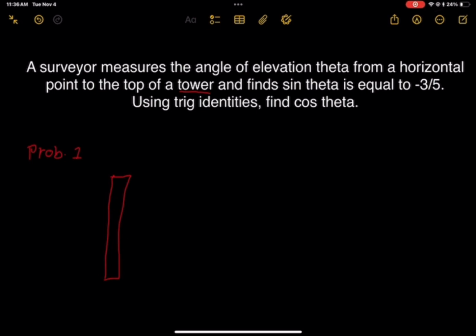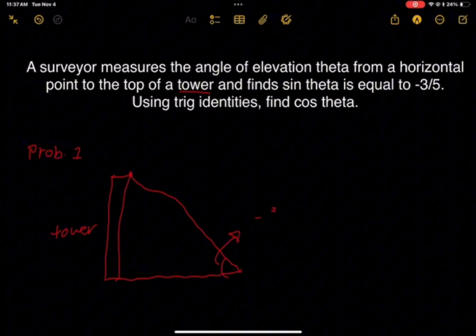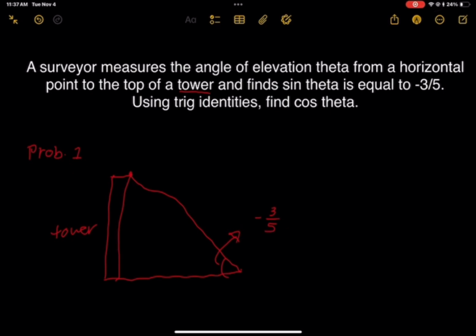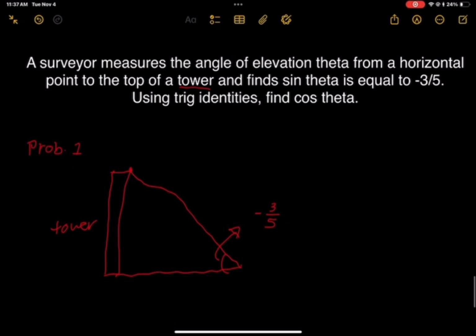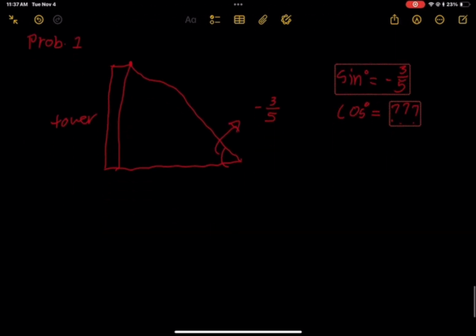So, first, we will do our sketch. Our sketch here means on top of a tower, so it will be from a tower and then to the bottom. So, we will have a right angle kind of representation where the angle of elevation theta has a sine equal to negative 3 over 5. Now, this is our sketch and this is our given as well. Sine is equal to negative 3 over 5. And our unknown is cos theta. So, we will find that.